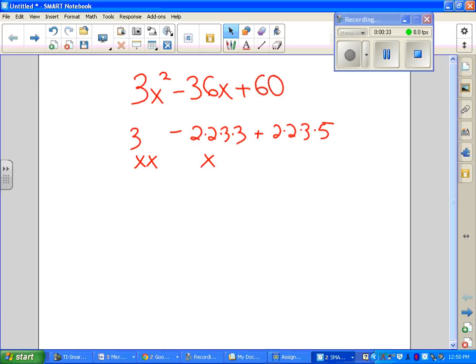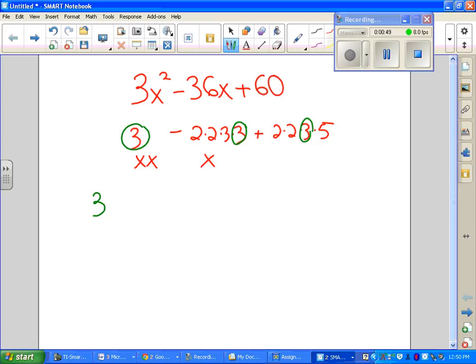If you can't do that or you need to do that now, just press pause and go ahead and break it down. Then I look for everything that they have in common. This one, they only have 3 in common. So that's what's going to be in common. 3 is going to be in common.